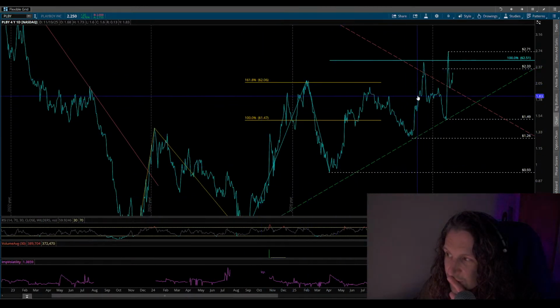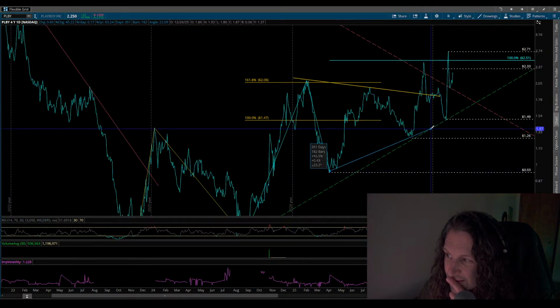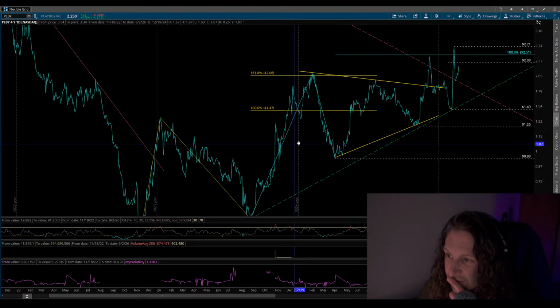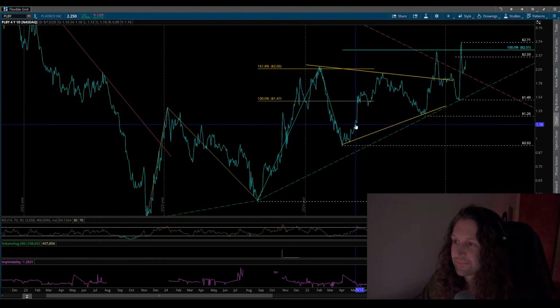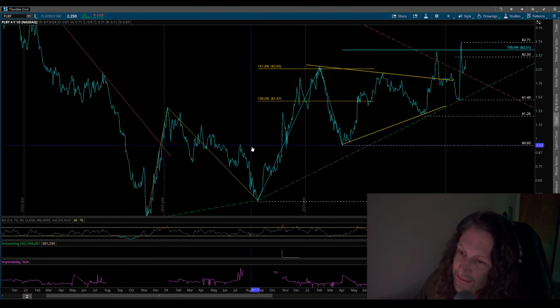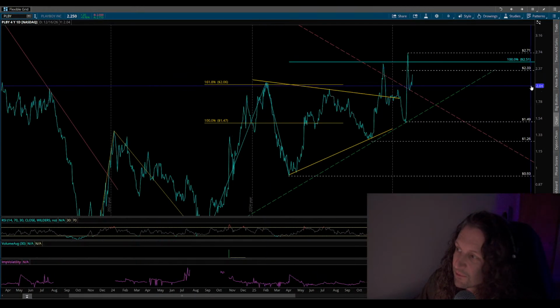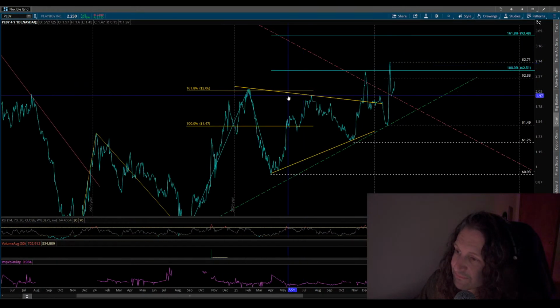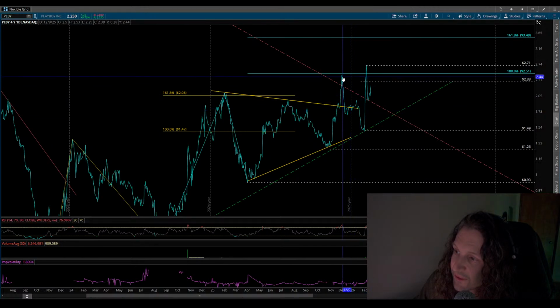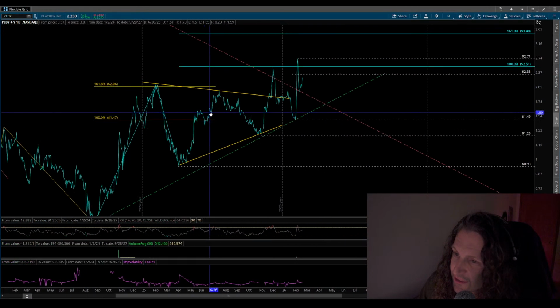1, 2, 3, 4. Yeah, you know what? I just have to do this. That's a freaking triangle right there. That's a triangle. That's a wave C triangle. A, B, C. We're ready to start our next motive trend. We had a little reactionary trend to wave E in this triangle.